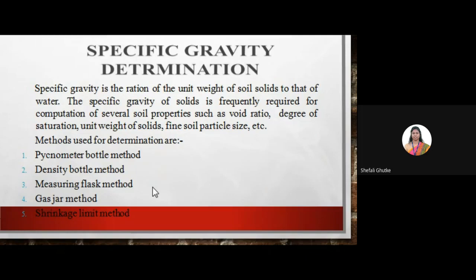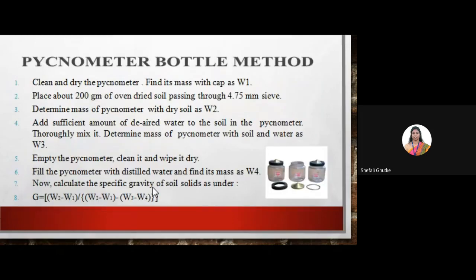The methods which are generally used for the determination of specific gravity are the pycnometer bottle method, density bottle method, measuring flask method, gas jar method, and shrinkage limit method. In our syllabus, we are going to discuss the pycnometer bottle method. The procedure of the pycnometer method is as follows. First, we clean and dry the pycnometer. These are the pycnometers.